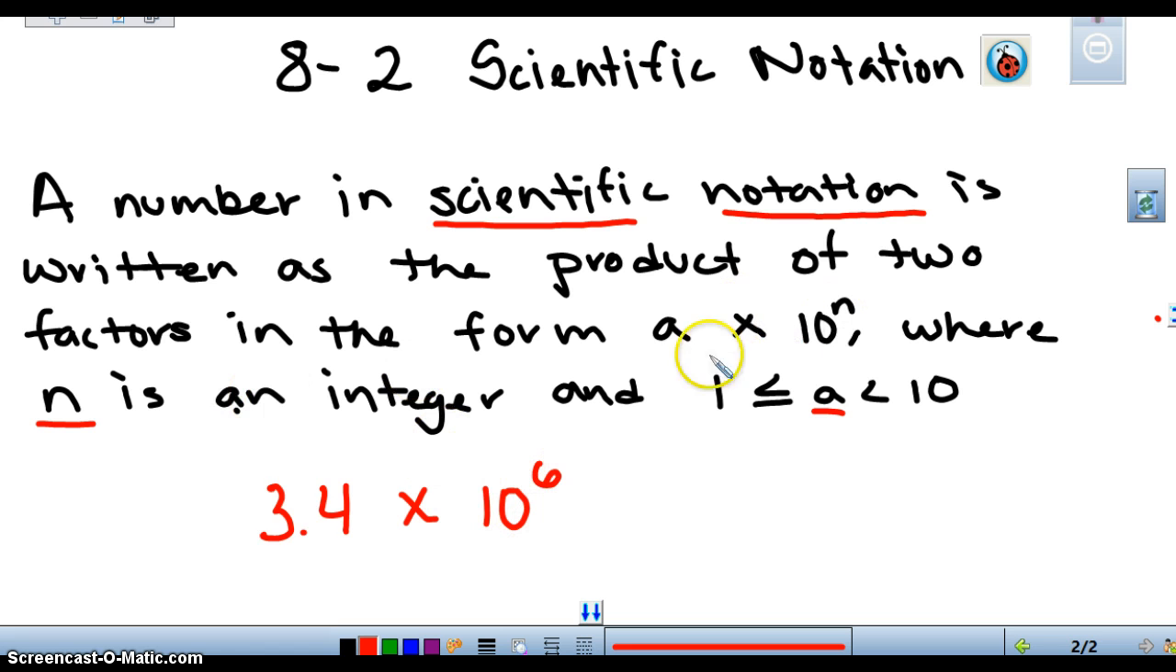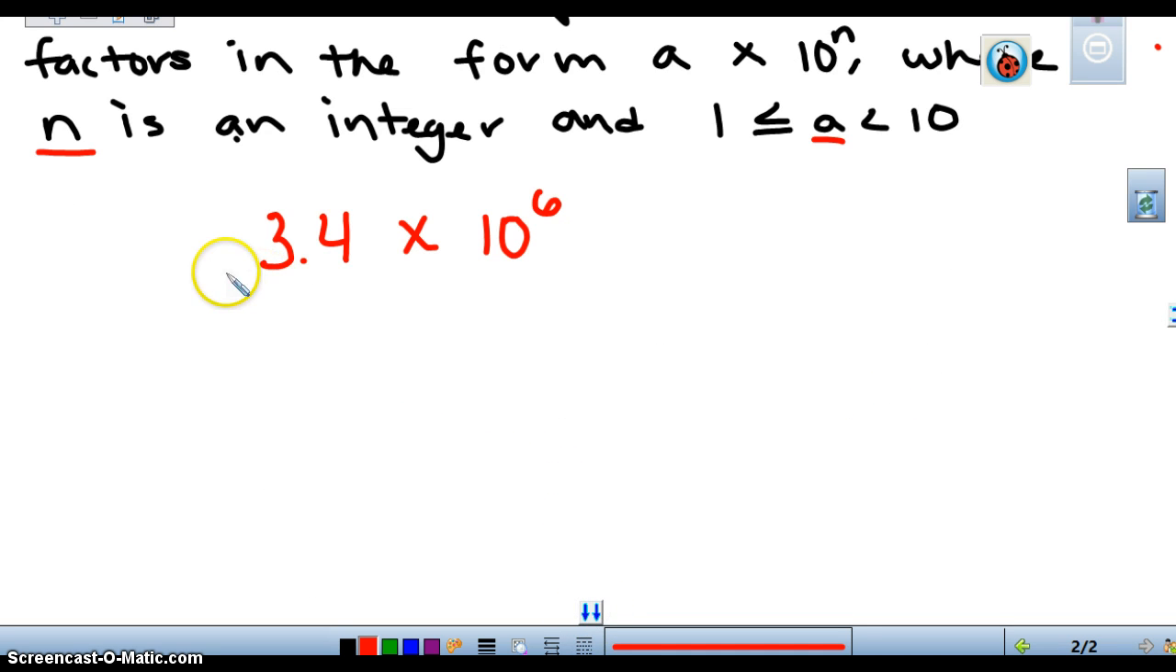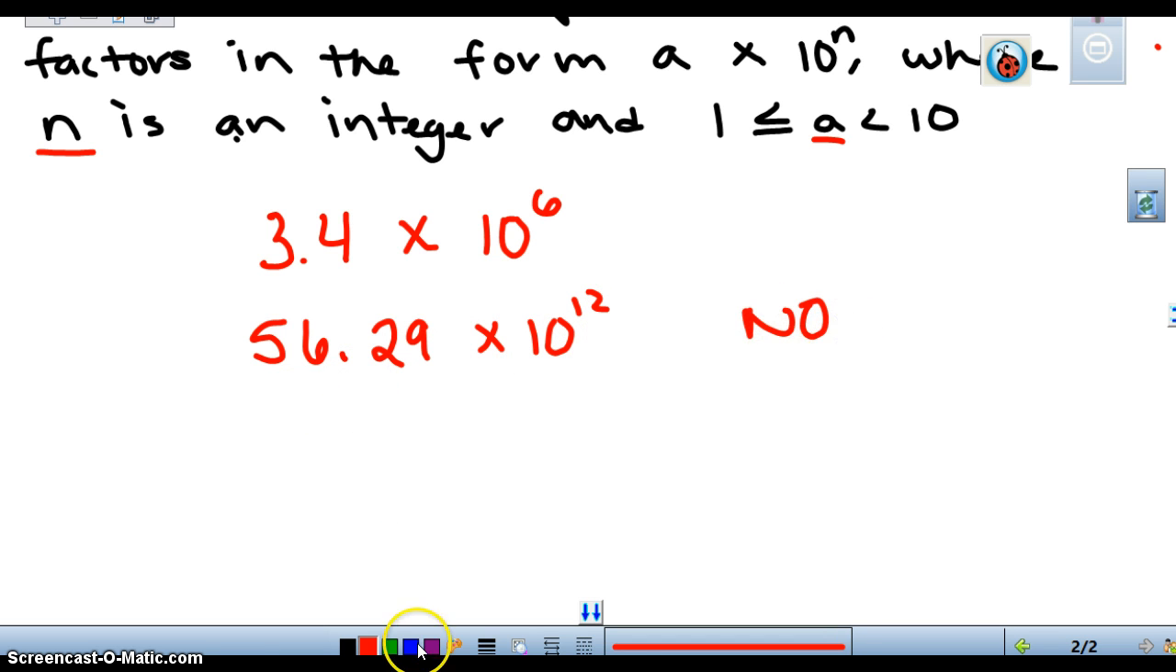So is this number written in correct scientific notation? Let's take a look at a. Is a between 1 and 10? Yes. Is n, the exponent, an integer? Yes. So let's say we have 56.29 times 10 to the 12th power. Is this written in correct scientific notation? No. How can we correct it?